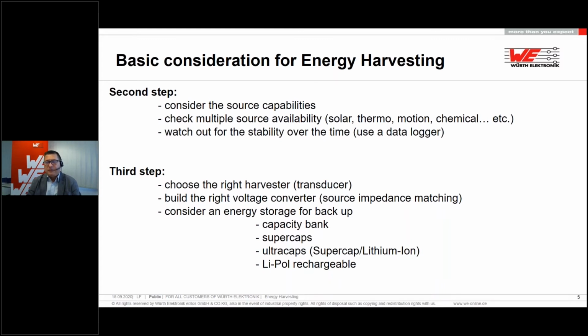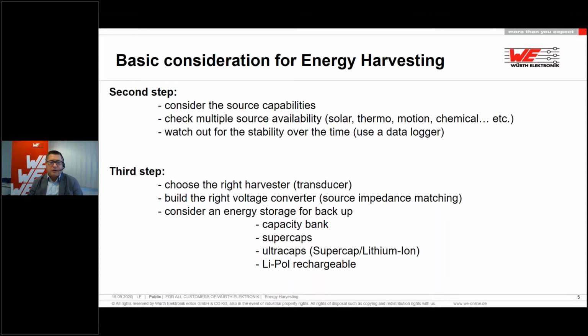The third step is to find the right harvester. If you know exactly your energy demand and you know which kind of energy source you will be able to harvest, you know you need the right transducer, the right harvester. Additional to the harvester, you will need to store the energy for when your device is not operating, when there is no calculation or transmission needed.